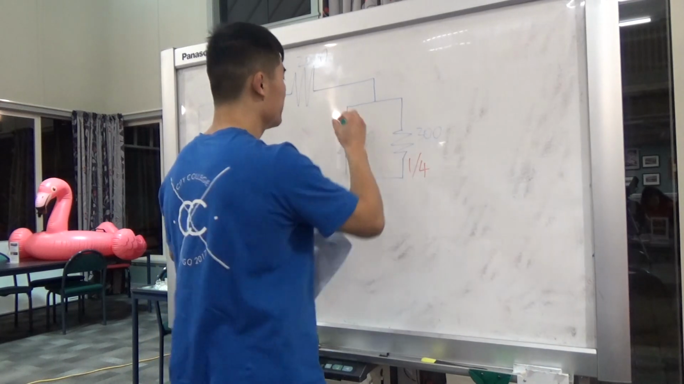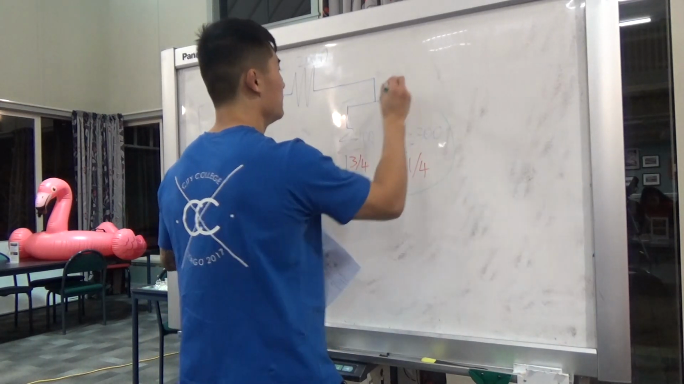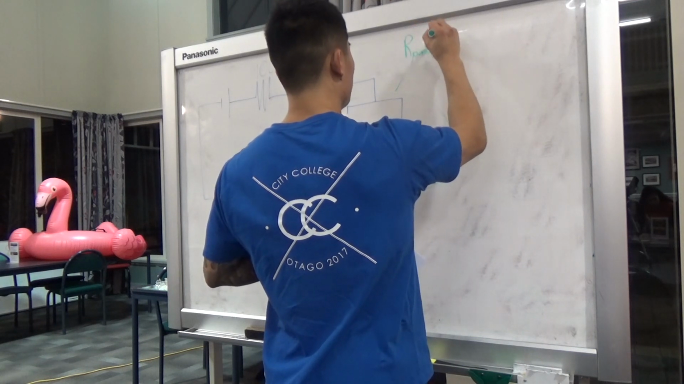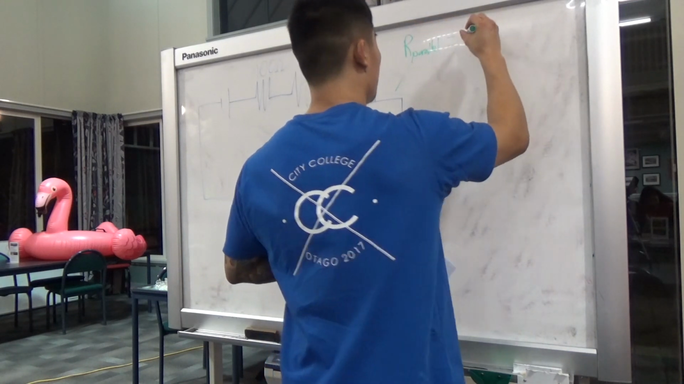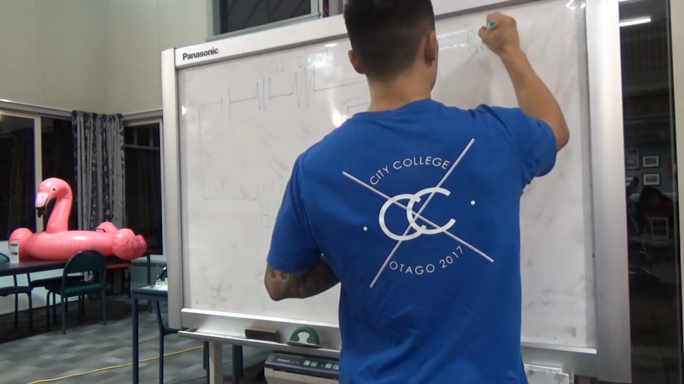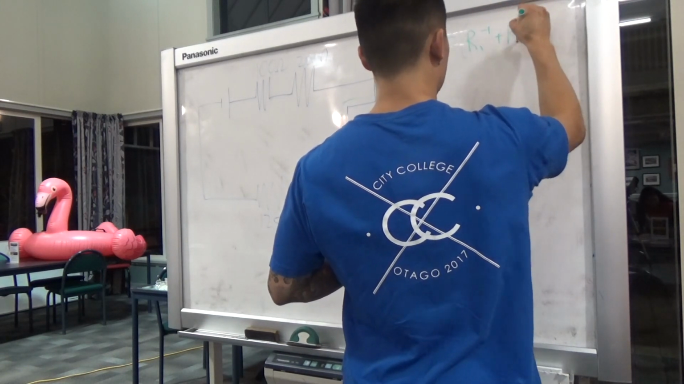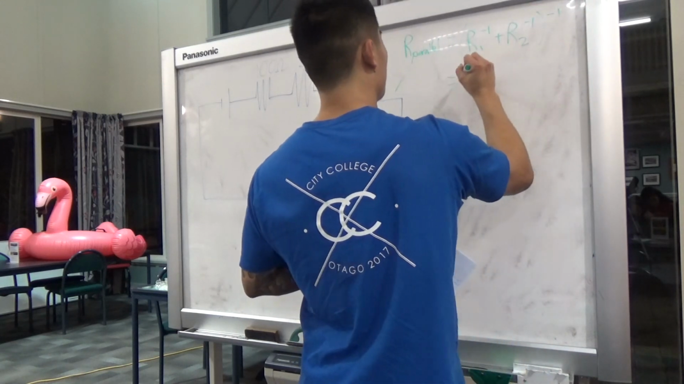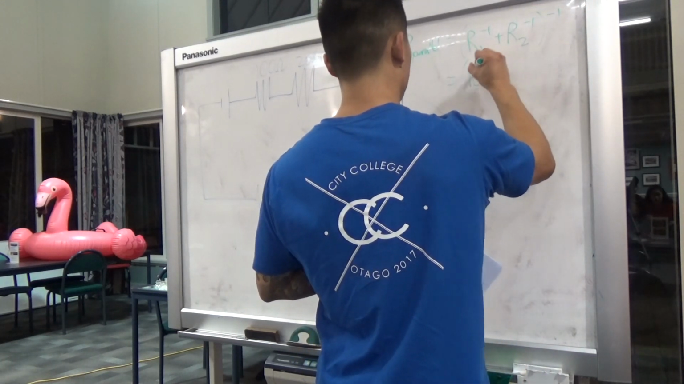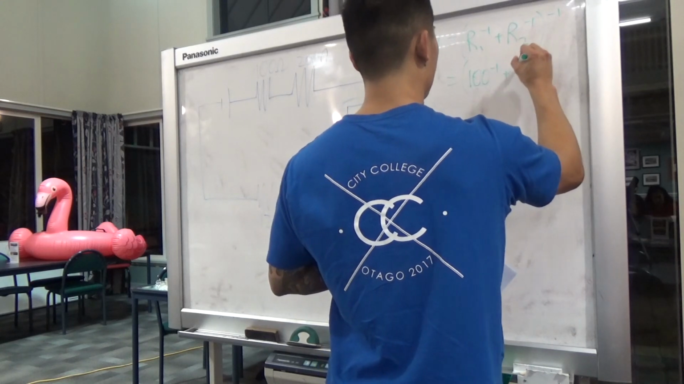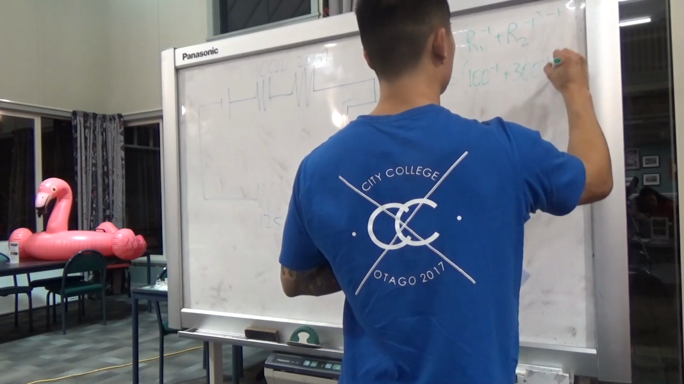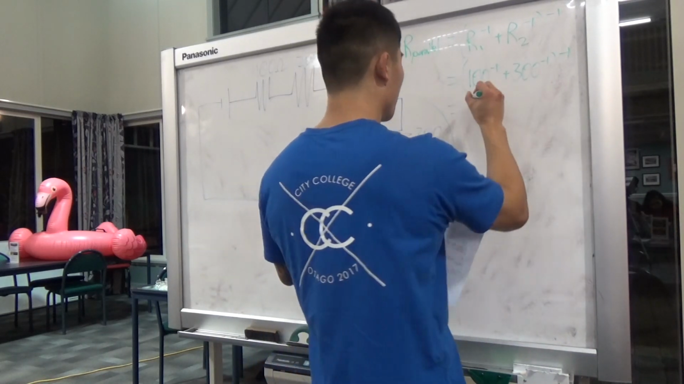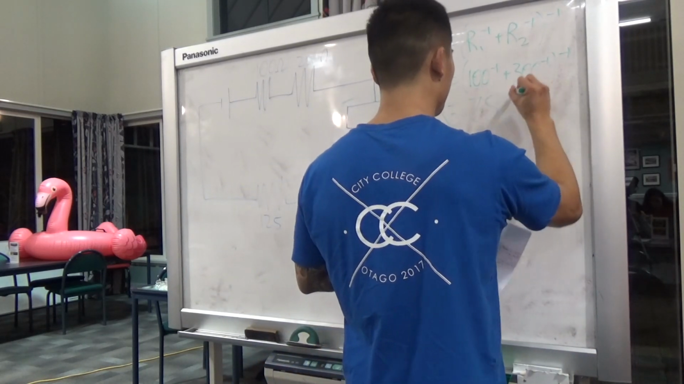Okay, so these two, the resistance in parallel, is going to be R1 to the negative 1 plus R2 to the negative 1, all to the negative 1. So that's 100 to the negative 1 plus 300 to the negative 1, all of that to the negative 1, and that will give you 75 ohms.